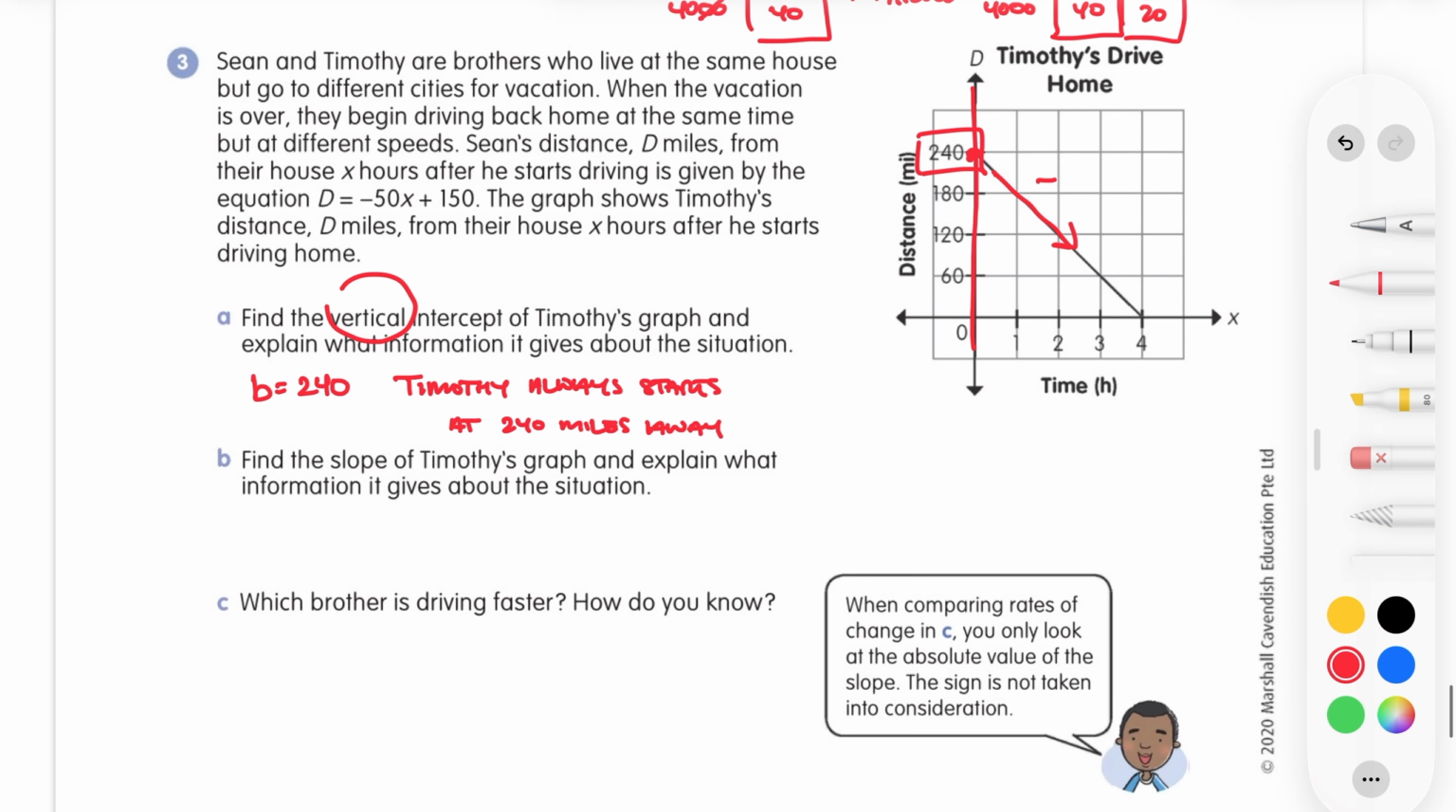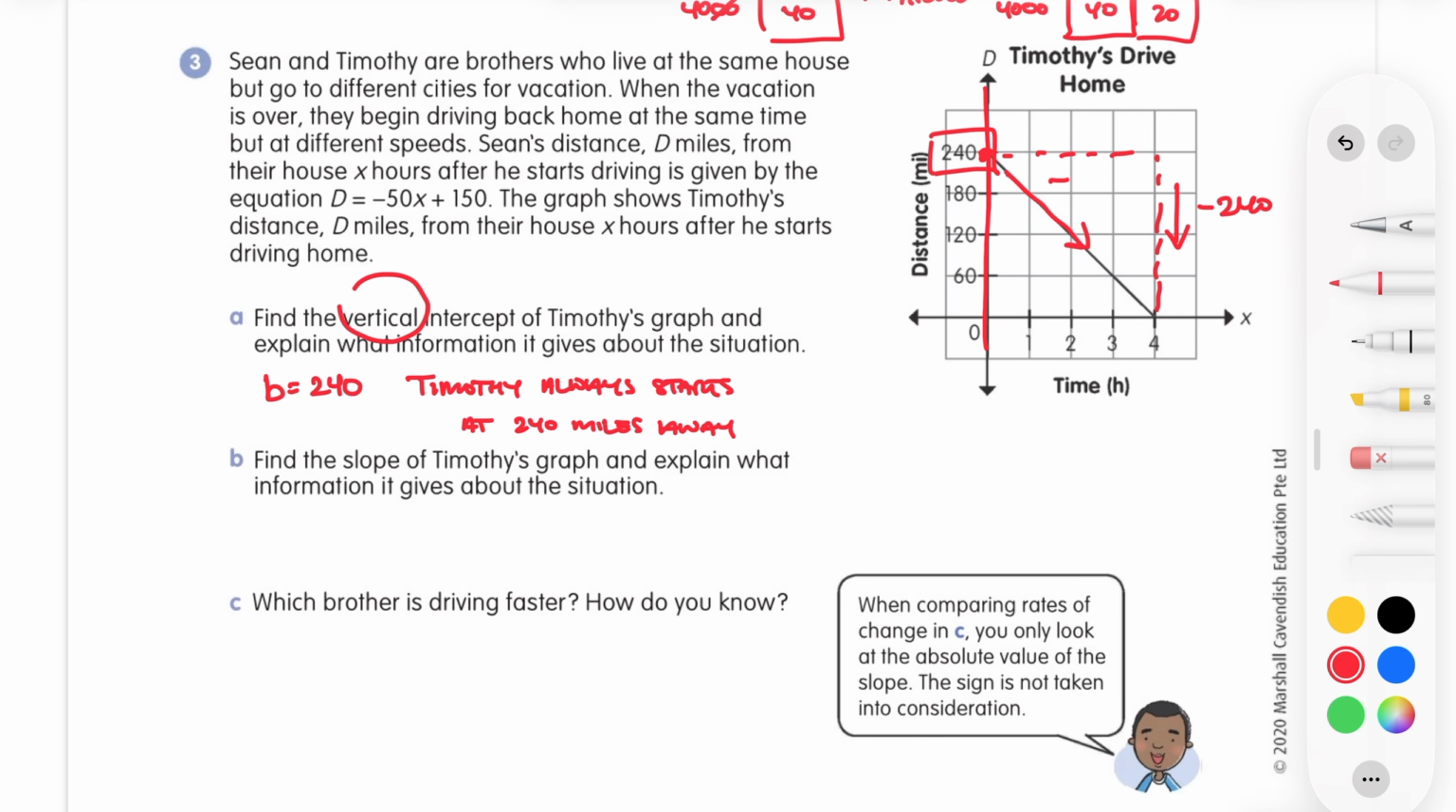And then let's find the slope here. This is the run, this is the rise, but this time the rise is going downwards. So we're going to put negative 240 for the rise. And for the run, it's per hour, it's just going to be 4 going upwards. So now M is equal to negative 240 divided by 4, which, you do the math, is going to be negative 60.